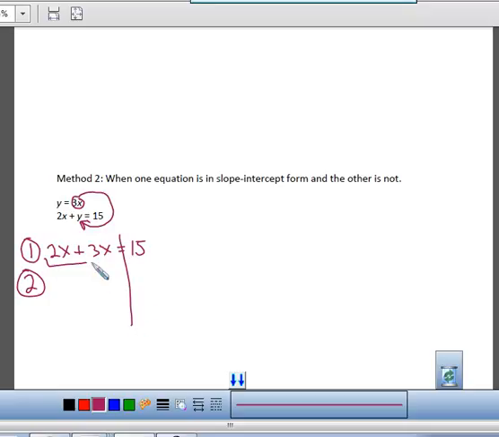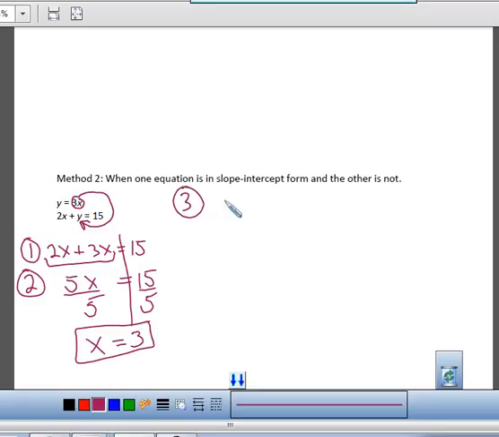Step 2, solve for x, because that's the only variable I have now. So I combine like terms, 2x plus 3x is 5x, 5x equals 15. Divide both sides by 5, and I get x is equal to 3. So I have half of my solution. Step 3, now find y. It does not matter which equation you use. I'm going to use the first one, y equals 3x. Now I substitute my x value in, y equals 3 times 3. So then y equals 9.